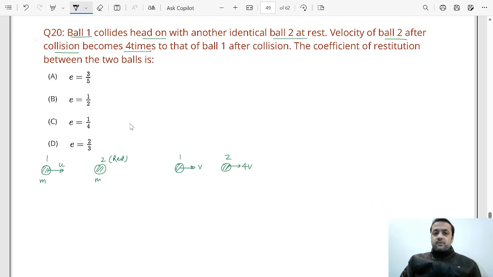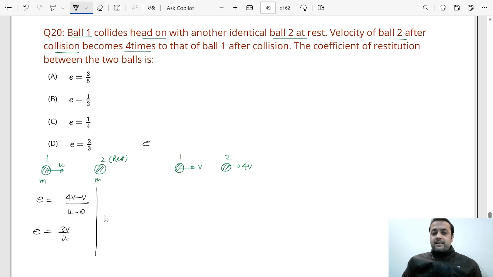So we have to find the value of restitution. Again, very simple. Restitution is nothing but velocity of separation, which is v2 minus v1, that means 4v minus v, divided by velocity of approach. Velocity of approach is u1 minus u2, that means u minus 0. So e can be written as 3v upon u. This is the first equation.